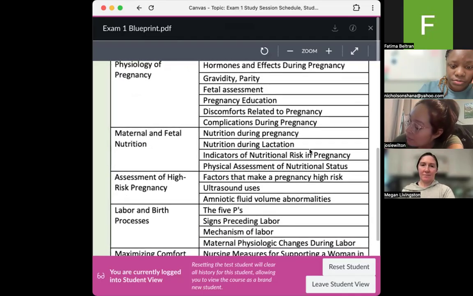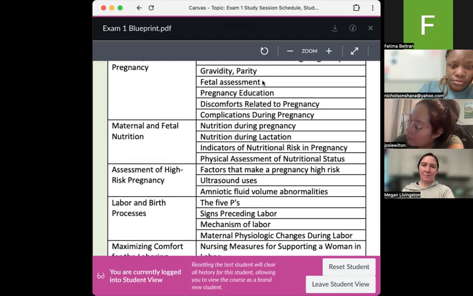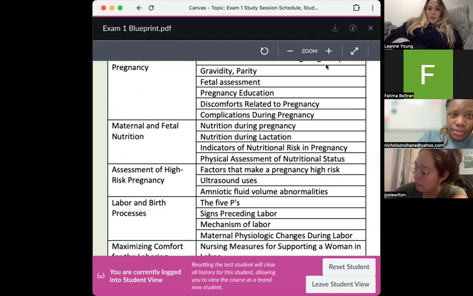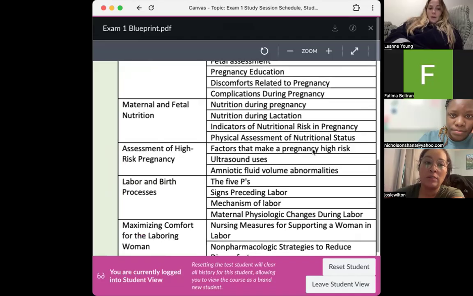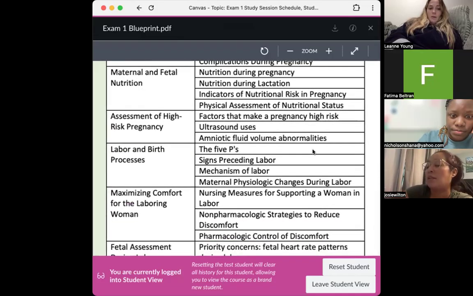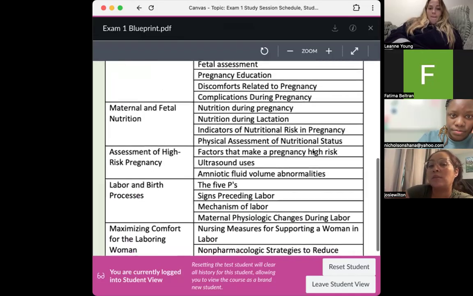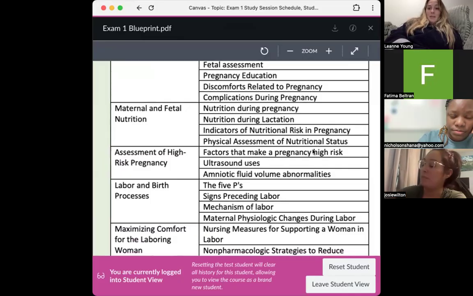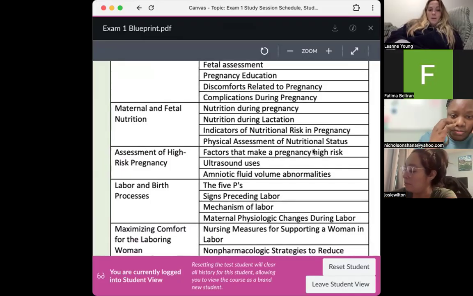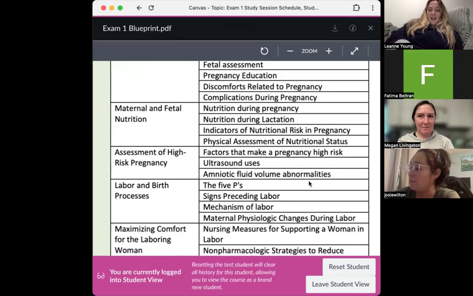Fetal assessment is going to mean your fetal heart rate tracing. Like, what are your decels? What is it indicating? What is our intervention? You said the accelerations and decelerations for fetal assessment. Yep, that's going to be the VEAL CHOP mnemonic, right?